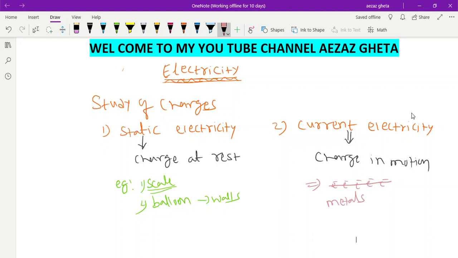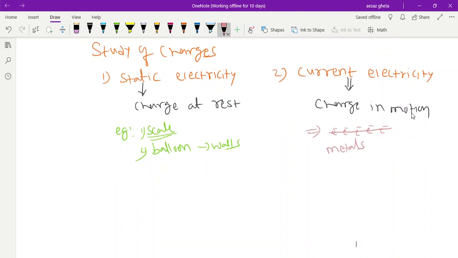Now what is exactly the meaning of charge? Charge is a physical property of matter. Just as matter has mass and occupies space, which is volume, in the same way matter also has a charge. Because of this, it attracts or repels other material.